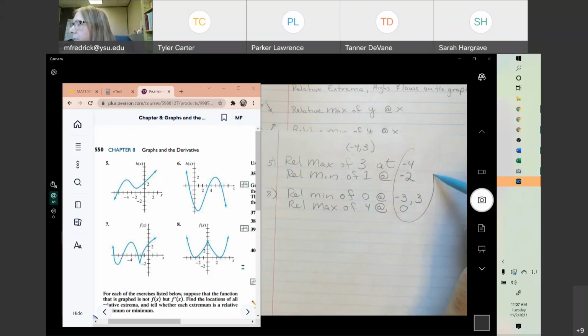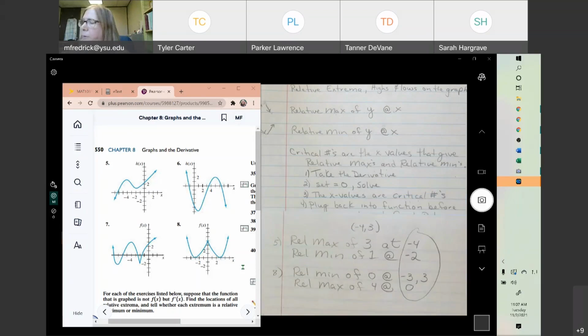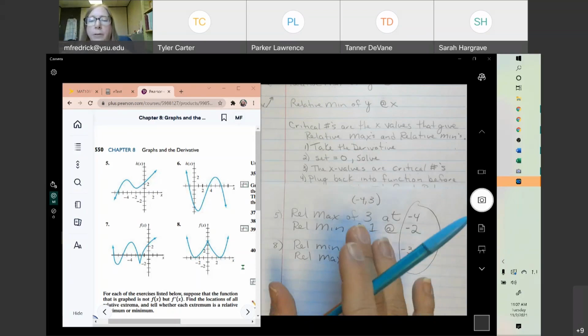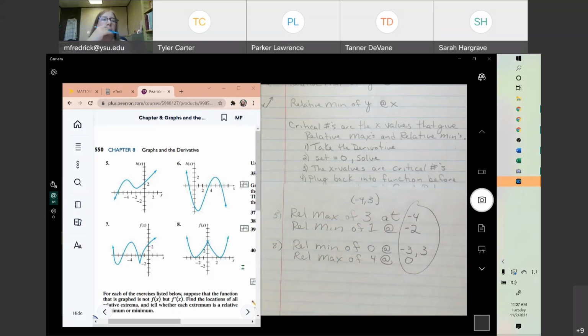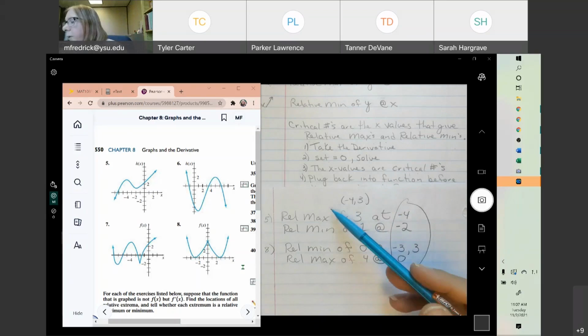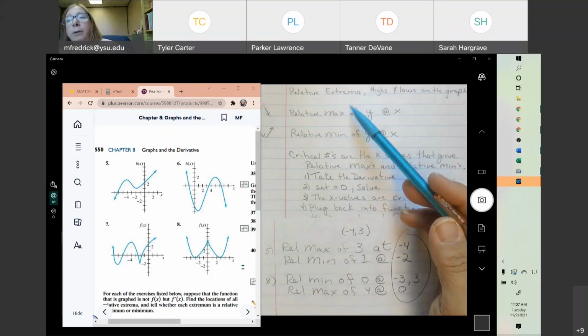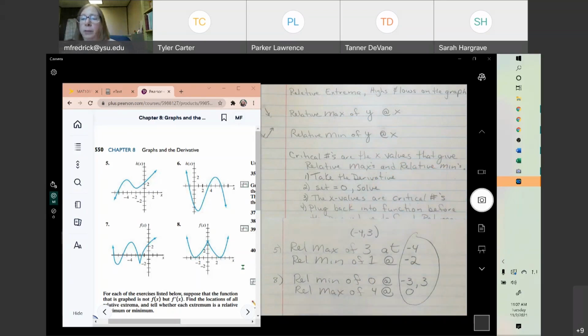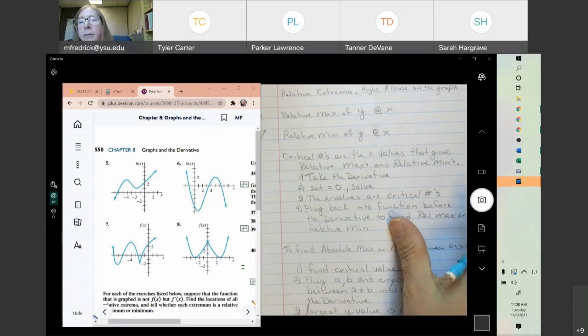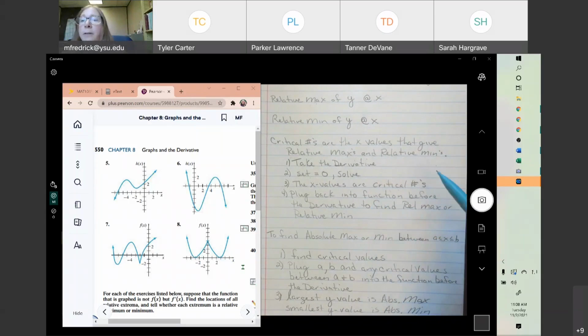These x values, they're called critical numbers. But any questions on reading the graph? So these x values that give you your relative extrema or your max and mins, they're called the critical numbers. Critical numbers are the x values that give you the max and the min.